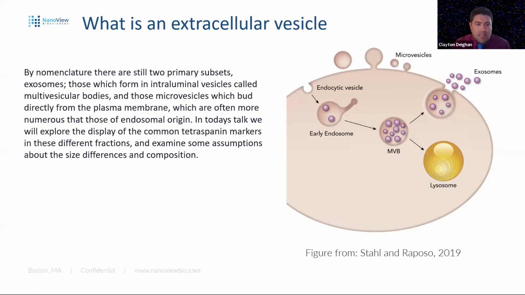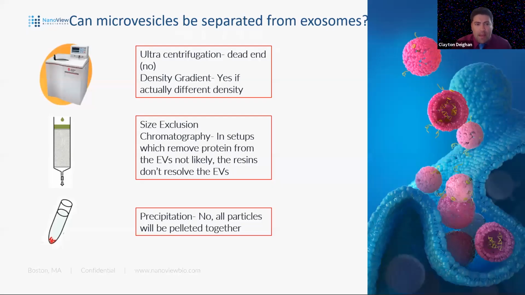And in today's talk, we'll explore the display of the common tetraspanin markers in these different populations, and we'll examine some assumptions about the size difference or composition that may or may not hold true when we take a deeper look. So right off the bat, we've got our microvesicles budding from the surface. We've got our exosomes coming from multivesicular bodies. Whether we're looking in cell culture, where these would be together, or whether we're looking in a biofluid, where again, these would be in a mixture, it doesn't really matter. We want to know, can we easily separate these 2 populations by physical forces anyway?